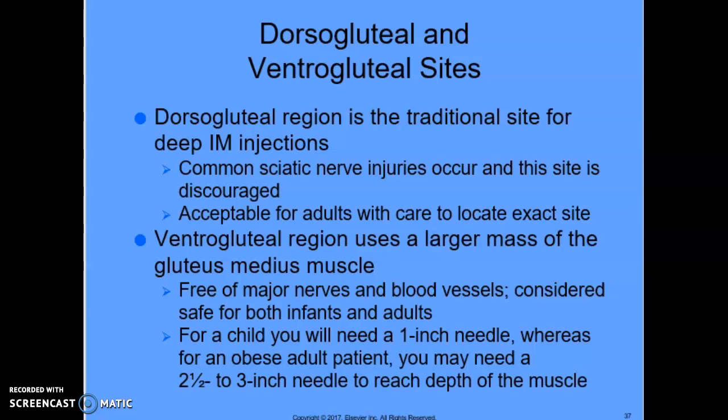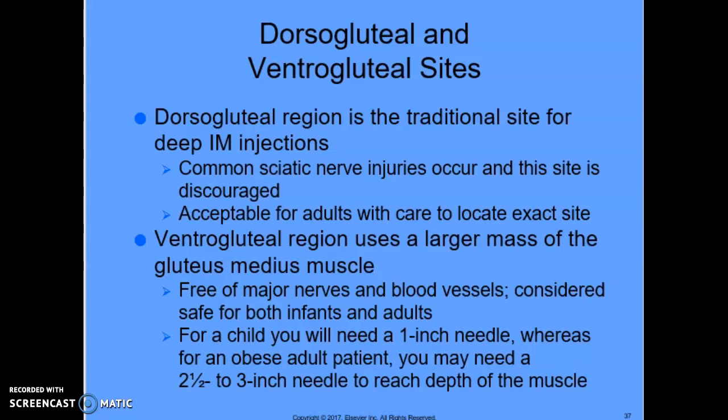So the dorsal gluteal region is the traditional site for the deep intramuscular injection. There are common sciatic nerve injuries, and these occur if the site is incorrectly chosen. So that's one of the reasons they've moved away from the dorsogluteal, because you have that big sciatic nerve there. The ventrogluteal region uses a larger mass of the gluteus medius muscle. It's free of major nerves and blood vessels, and it's considered safe for both infants and adults.